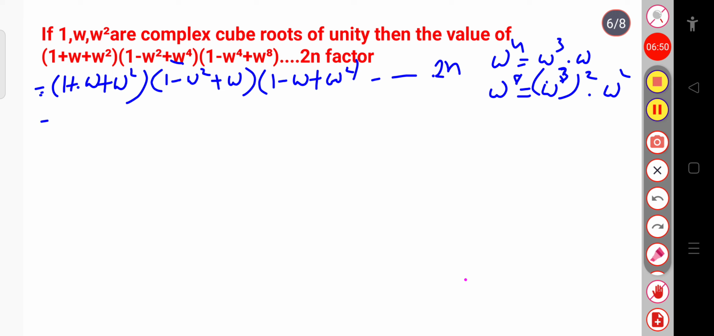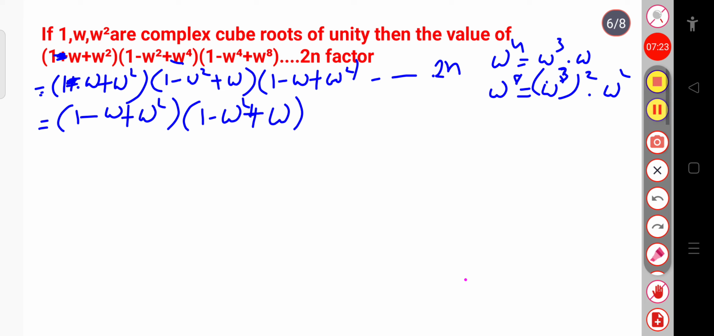Now sorry, there is a little mistake, this will be 1 minus omega plus omega square in this question. So this will be 1 minus omega plus omega square, the first term, whole into 1 minus omega square plus omega, and here you can see that this term is 1 minus omega plus omega square, and here also you can see this is also 1 minus omega plus omega square.